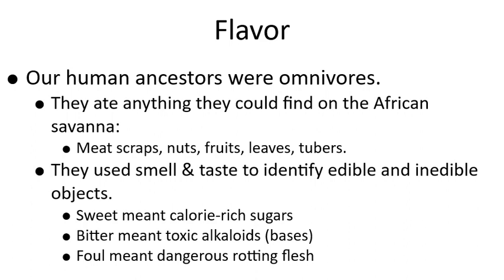Things that tasted sweet meant lots of high-calorie sugars and would therefore be eaten. Things that tasted bitter meant that they contained lots of toxic alkaloids, that is, bases, and would be avoided. Things that smelled foul meant rotten flesh that would be dangerous to eat. Each of these tastes or aromas gives us useful information in determining whether or not we should seek it out or avoid it to increase our chances of survival. And so we evolved strong instinctual reactions to these types of experiences.